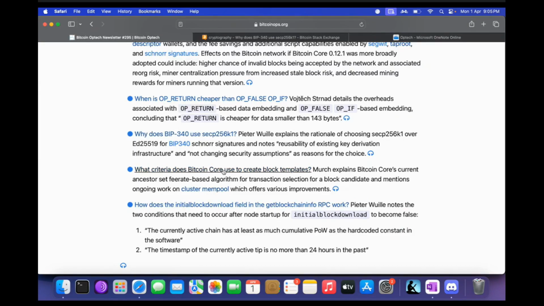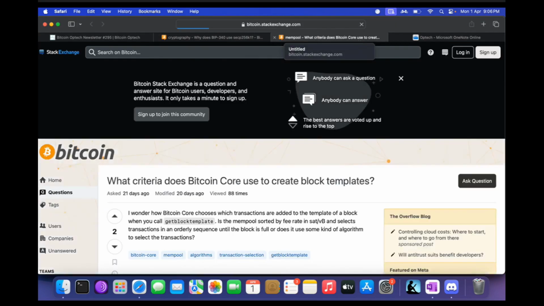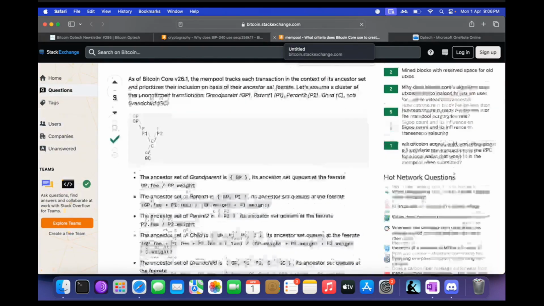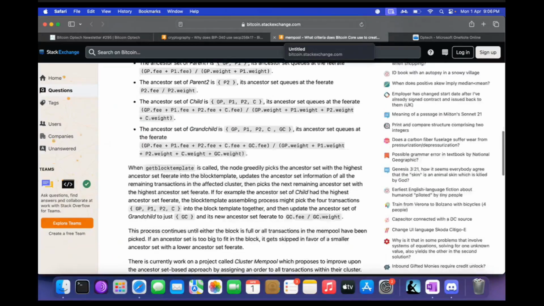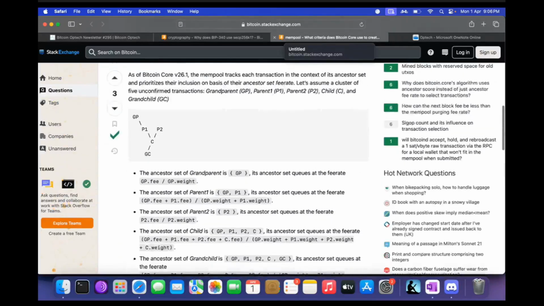What criteria does Bitcoin Core use to create block templates? We've discussed this. They use the ancestor feerate criteria. Whoever wants can go through this answer. The diagram I find very helpful. I don't know if the answer is by Pieter Wuille or Mark or Hart, but he explains it very well, that the ancestor fee rate is taken into consideration while creating block templates. So a transaction that has a higher ancestor fee rate will be included in the block.